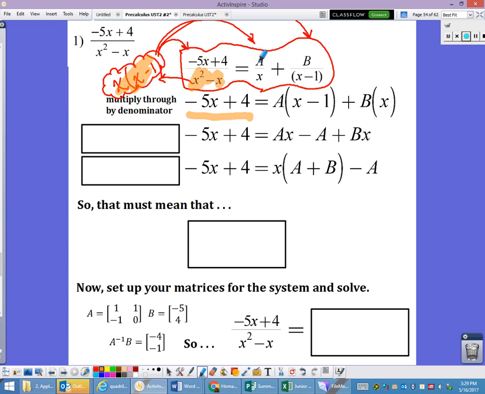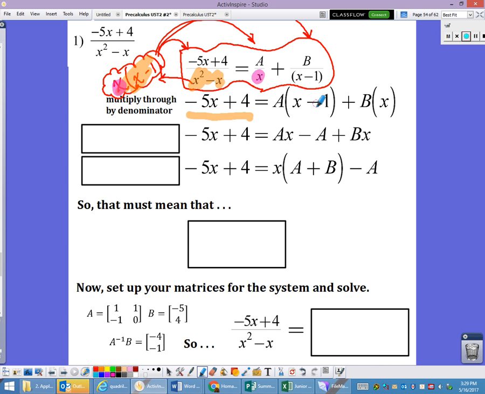Now, if I do it up here, if I multiply x times x minus 1, notice there is already an x on the bottom of that fraction. So what's going to happen to this x and this x? Well, they're going to cancel, and I'm only going to be left with an x minus 1 in the denominator.